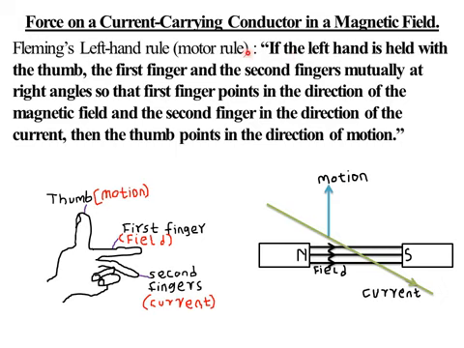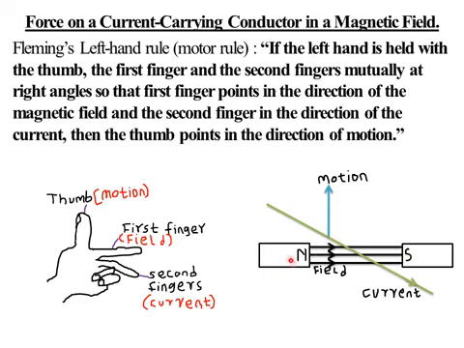So if the left hand is held with the thumb, the first finger and the second finger mutually at right angles, so that the first finger points in the direction of the magnetic field, then the second finger will point in the direction of the current. You take your second finger in the direction of the current, then the thumb will always point in the direction of motion. So if I apply this particular rule here, then if this is my north pole, then this is my south pole.